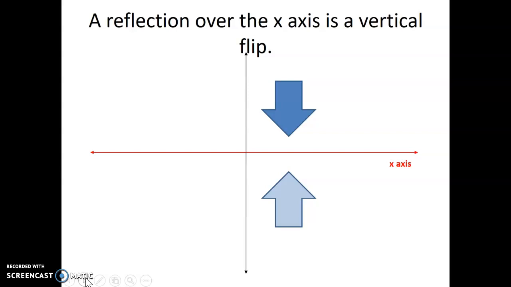You might also notice that what I'm looking at on my graph is a symmetric figure where the x-axis is my line of symmetry, meaning that every point on this arrow here is going to be the same distance from the x-axis as every point on the bottom arrow here, my reflected point.